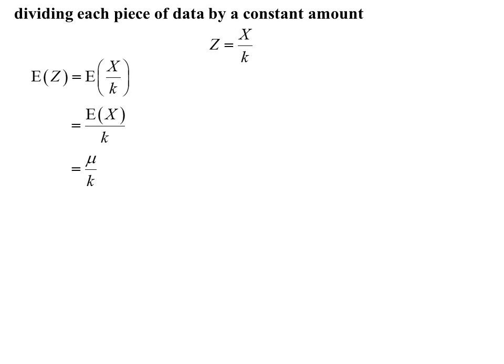Expected value of a constant, well, constants I can factorise out. So it would be the same, I'd end up with the average divided by k. Makes sense. If I'm dividing every piece of data by a constant amount, you'd expect the average to be divided by that constant amount as well.